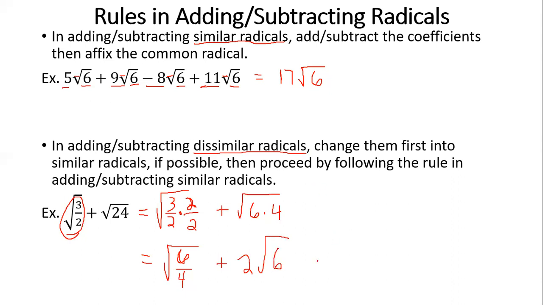Moving on. So, ayan. Yung square root of 6 over 4, that will give us square root of 6 divided by square root of 4, that will become 2. So, lalabas din po yung 4. Plus 2 square root of 6.